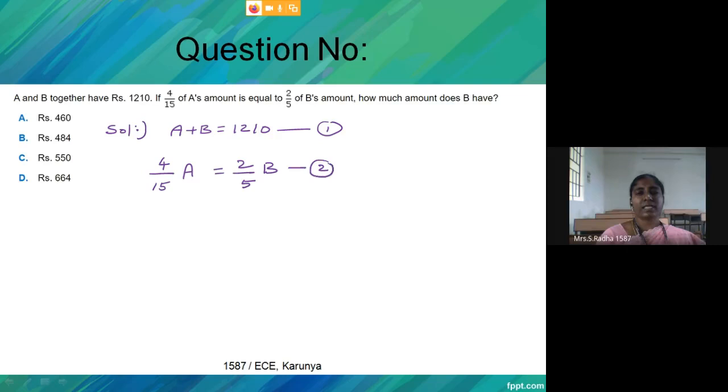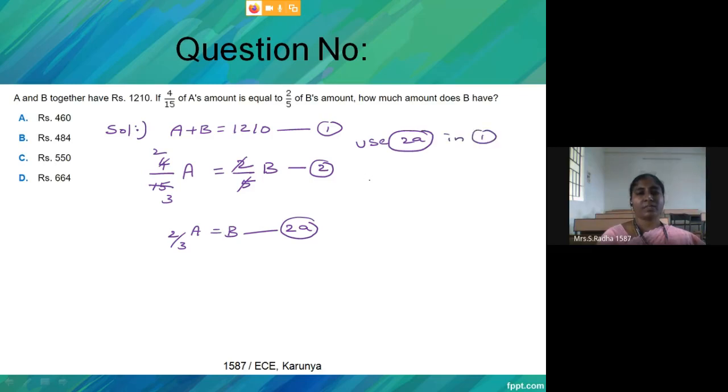If you do some cancellation in equation 2, 5 1s are 5, 3s are, and 2 1s are 2, 2 2s are, and we will have 2 by 3 A is nothing but B. Wherever B is there, we can use 2 by 3 A. This is equation 2A. Use equation 2A in 1.